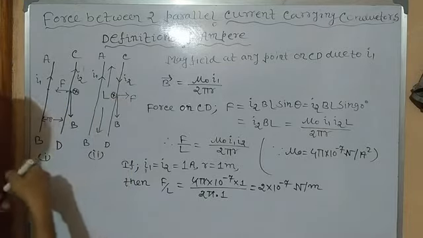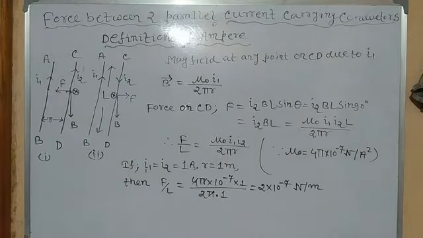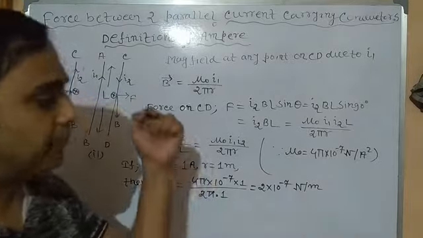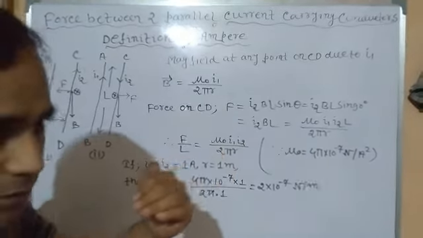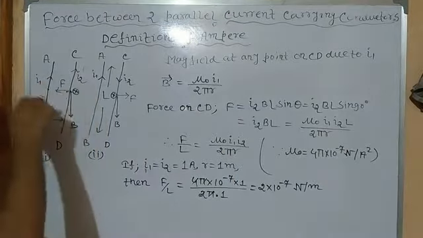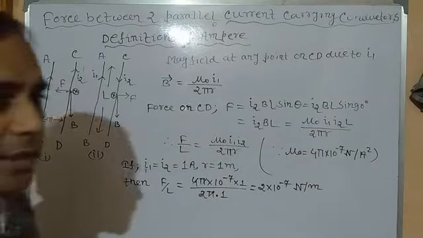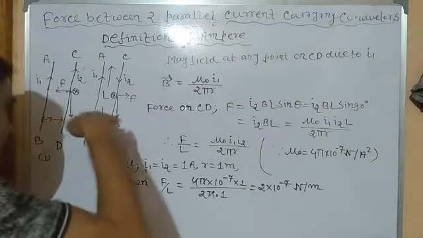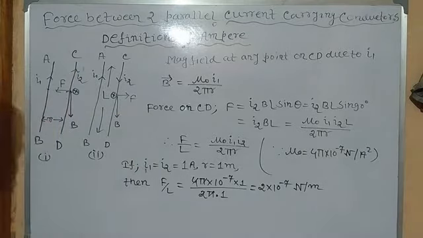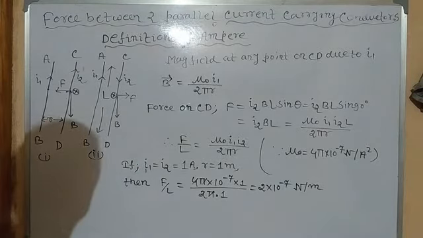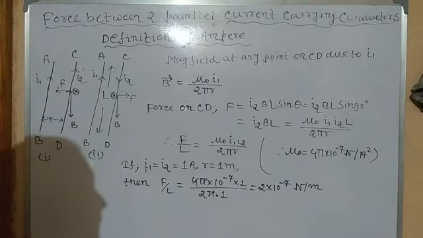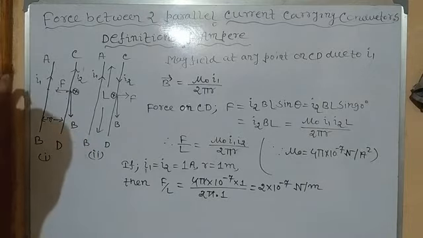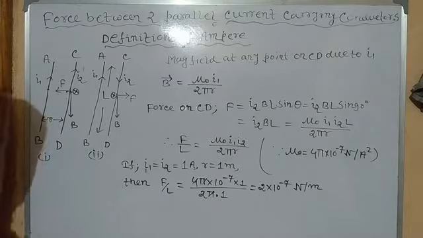We have already learned that the tip of the arrow means the field is coming out, towards you. But if we indicate by a cross, the tail of the arrow, it means the field is penetrating, entering inside. So from this we can easily find the direction of the force experienced by the second conductor due to the magnetic field created by AB, that is the current I1.